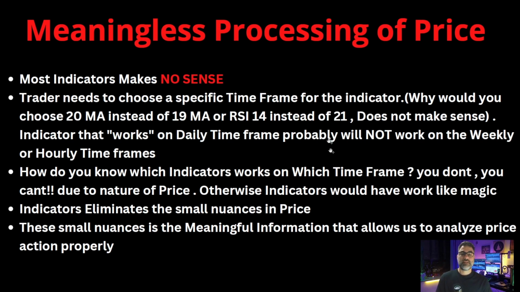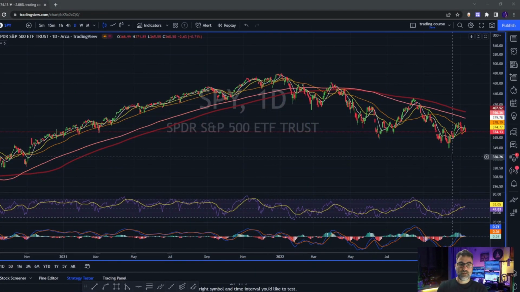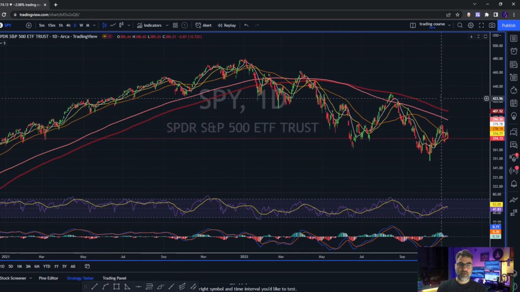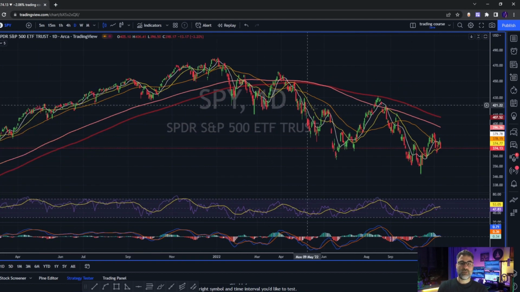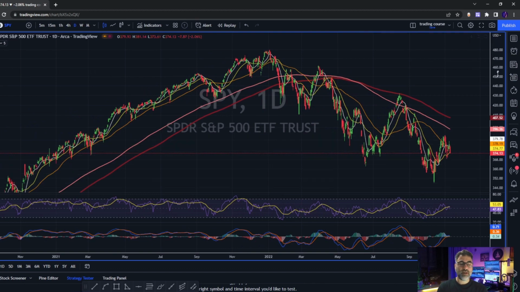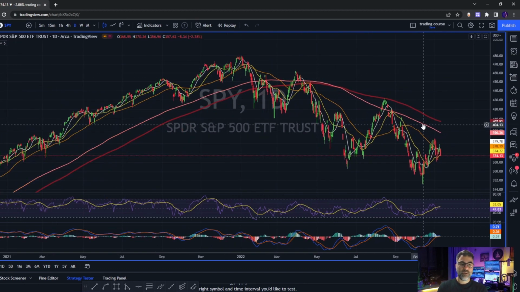Indicators eliminate the small nuances in price. These small nuances are the meaningful information that allows us to analyze price action properly. So let's talk about the solution part. We have a problem, we need to find a solution. If we take the SPY daily, we see all the EMAs, we have the RSI, we have the MACD. Which one should I follow on the daily for the SPY?